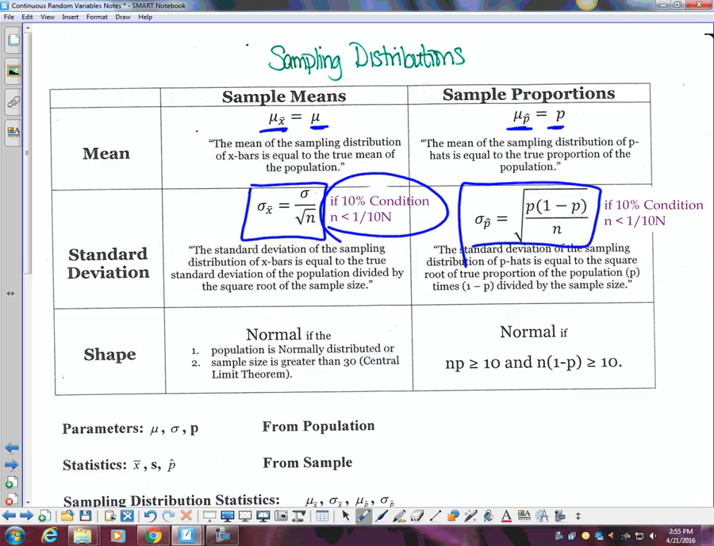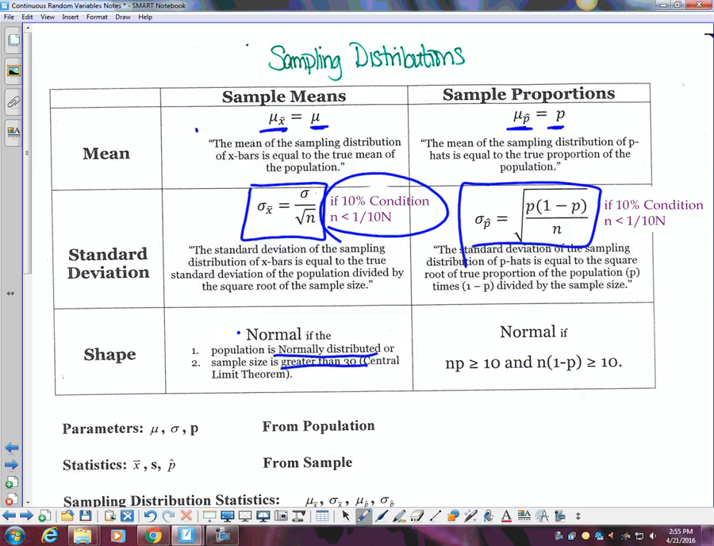If we're means, we're normal if they tell us the population is normal or by the central limit theorem. But what about proportions? For proportions, your np and nq have to be bigger than 10. Make sure you have that straight in your mind, because if you are on a proportion problem and you cite the central limit theorem, what's going to happen? They're going to tear you up.